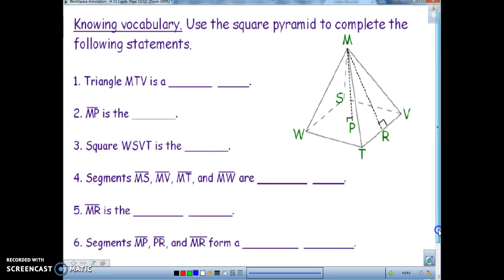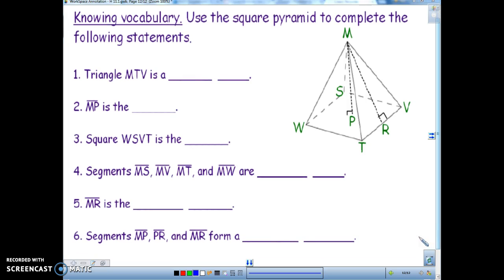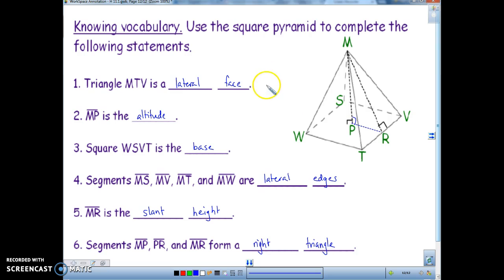So just to practice our vocabulary, go ahead and hit pause and fill in all the vocabulary we just talked about in reference to this figure here. Okay, and so if you filled in the vocabulary correctly, MTV forms a lateral face. MP is our altitude to the figure.